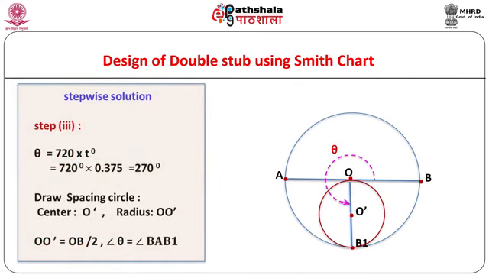Step number 3. Calculate the angle theta, which is 72 into t degrees. Rotate the diameter OB of r equal to 1 circle about O through an angle theta in the anti-clockwise direction and obtain the point B1 on r equal to 0 circle. Obtain the midpoint O dash of the line OB1. Draw a circle with O dash as the center and O dash O as its radius. This circle is known as spacing circle or auxiliary circle in literature.